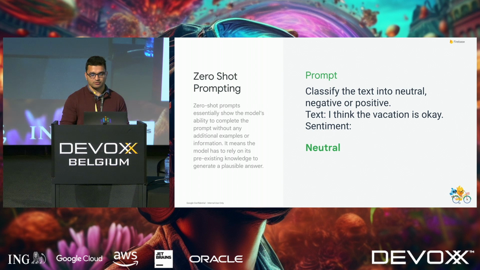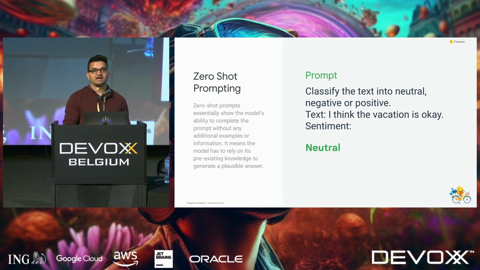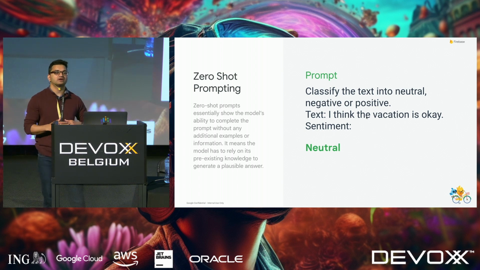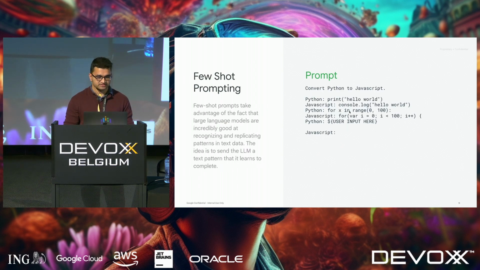So in this case, my prompt is, "classify the text into neutral, negative, or positive," and for the text, I give some text, for example, "I think the vacation is okay," and "sentiment" as a fill in the blank, and the model comes back with "neutral." So in analyzing the sentiment of this text, "I think the vacation is okay," the model didn't have to look at anything else. It is basically what it's learned about human language. It has used that to give me a sentiment.